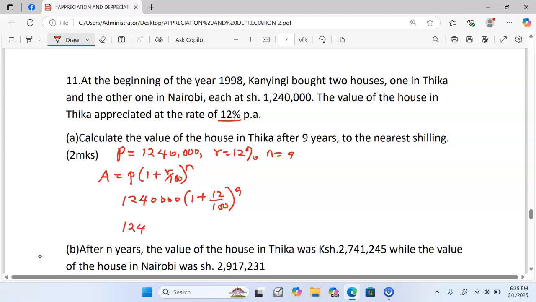In this case, we are going to have 1,240,000 multiplied by 1 plus 12 over 100, giving us 1.12. This is going to give us 1.12 raised to the power of 9, and this gives us an amount equivalent to 3,438,617.659, which is approximately 3,438,618 shillings to the nearest shilling.